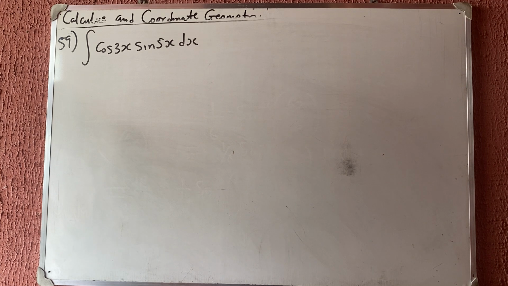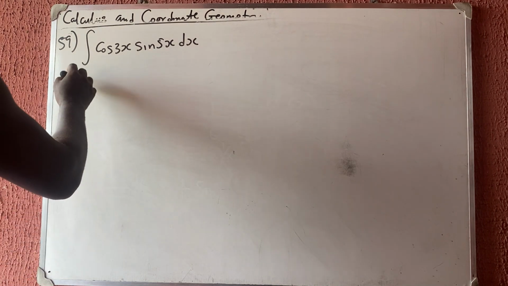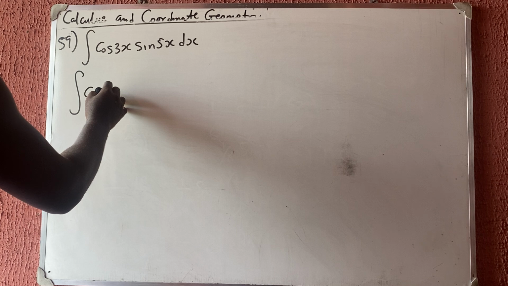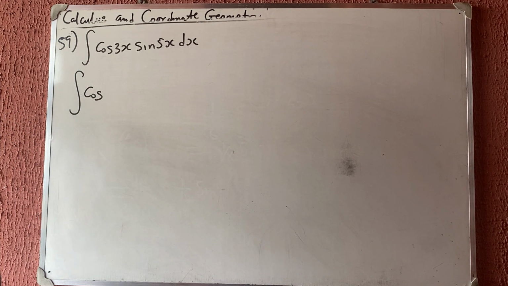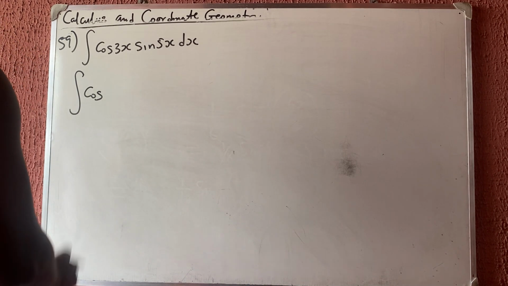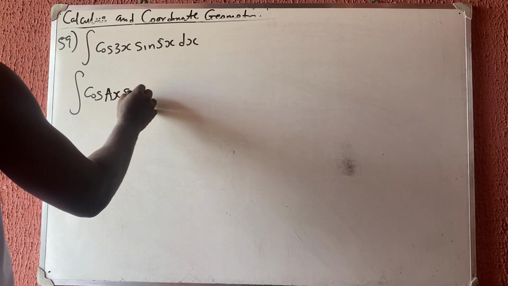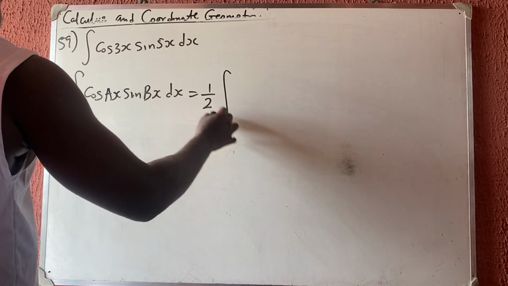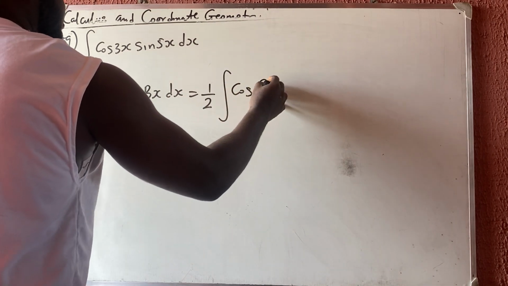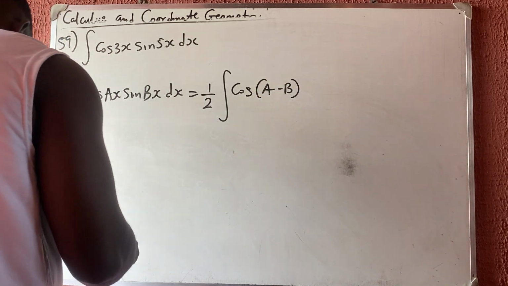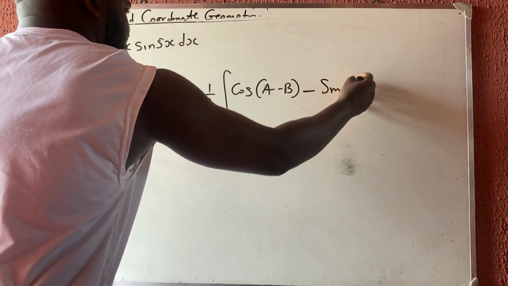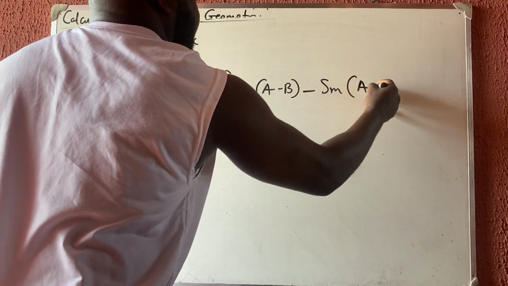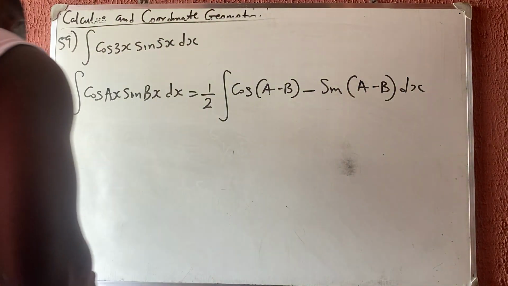That is trigonometric integration. So they said that if you have the integral of cos ax sine bx dx, that is equal to 1 over 2 the integral of cos (a minus b) minus sine (a minus b) dx. Okay, so you need to know this.